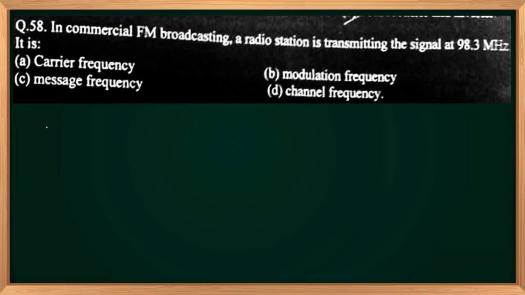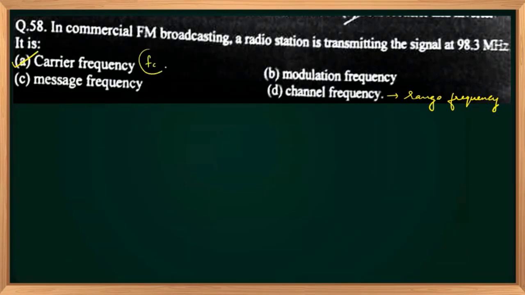Channel frequency, actually a channel has a frequency range, a frequency band. It is specified by a range of frequency, not a single frequency. Actually, a station is described by its carrier frequency. The right answer is carrier frequency, FC.